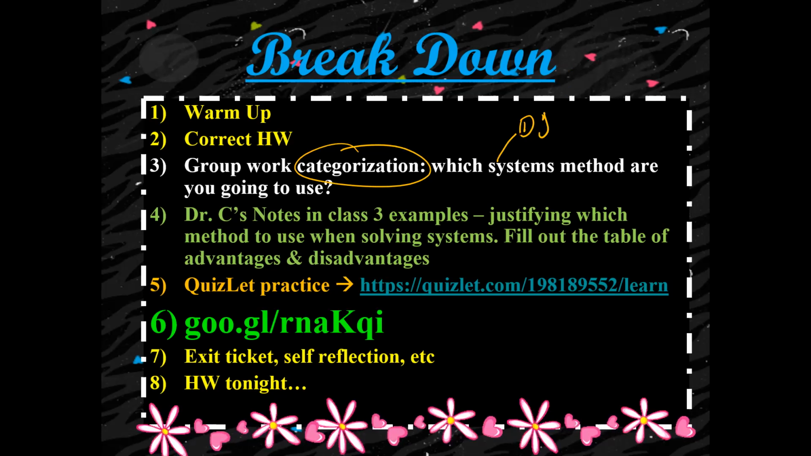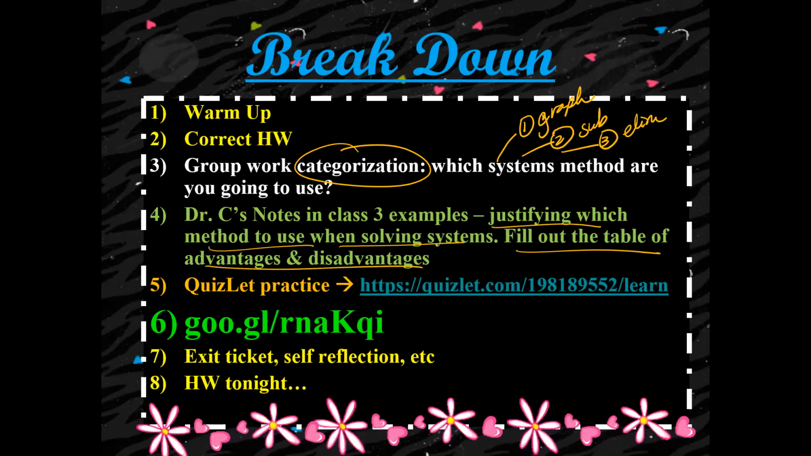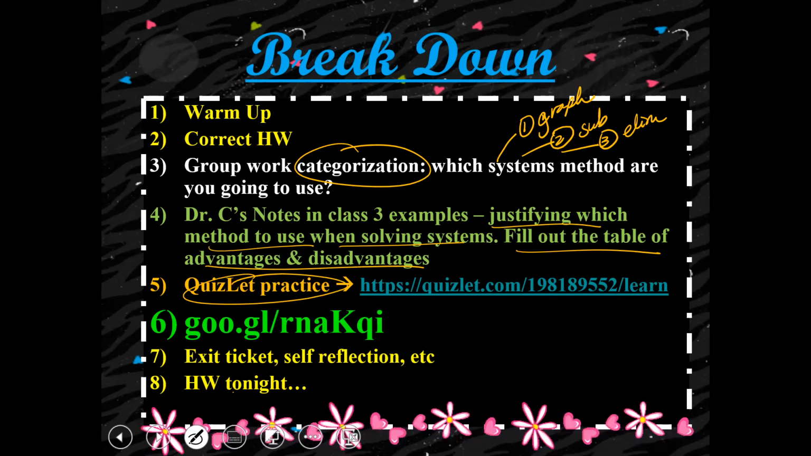First one is solving by graphing. Second one is solving by substitution. And the third one is solving by elimination. We're going to go over my notes in class, justifying which method to use when solving systems. I'm going to fill out a table of advantages and disadvantages. And then I have a Quizlet practice for you guys to do. And that will be it.